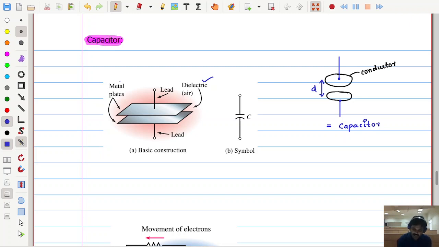Here you can see two metal plates. This may be in rectangular shape, and they are separated by a distance d. Here let us assume these are separated by a distance d. In between these two plates, what is the material? That may be a dielectric material. It may even be simply air, we may fill with air.